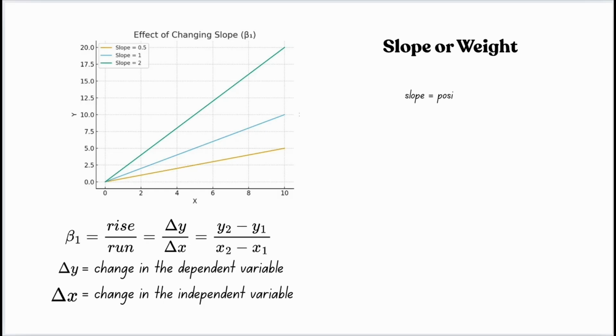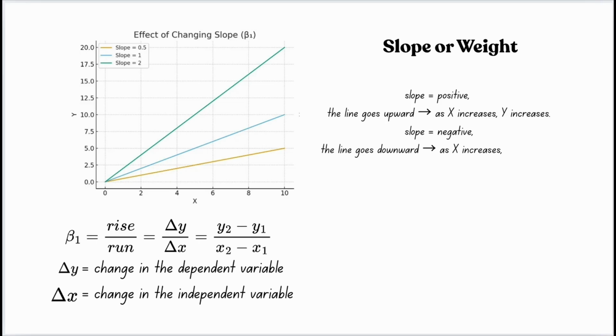If the slope is positive, the line goes upwards. As x increases, y also increases. If the slope is negative, the line goes downwards. As x increases, y decreases. If the slope is 0, the line is flat. x doesn't affect y at all.